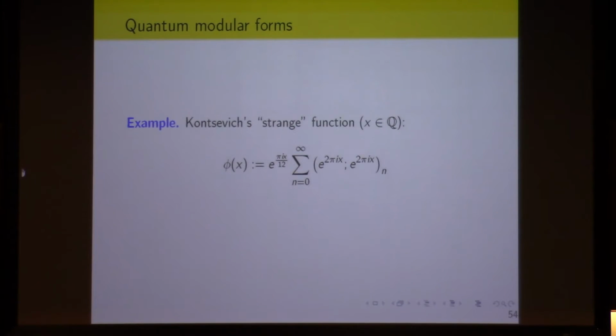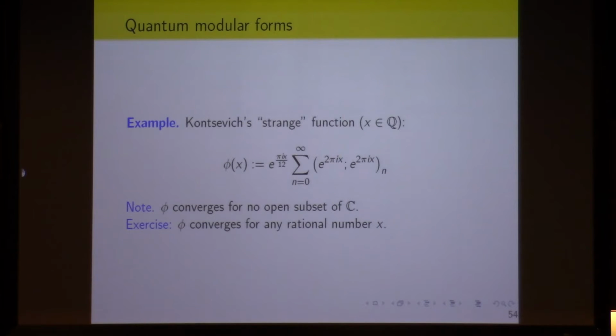So here's one of Zagier's original examples. And this came from a function due to Kontsevich. This function is defined using the q-Pochhammer symbol for rationals, and only for rationals. It converges for no open subset in C, but for any rational number. It's a quick exercise you can work out later today. It's very easy to see convergence for any rational.